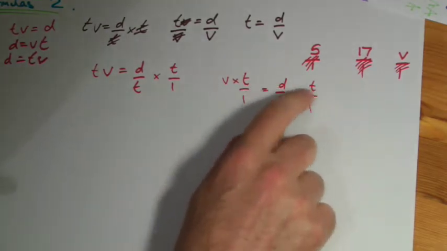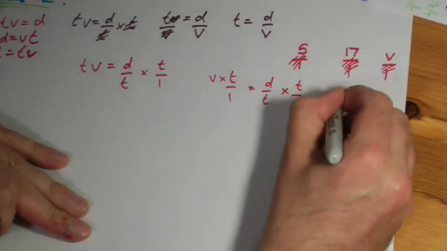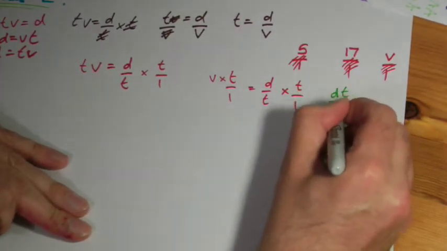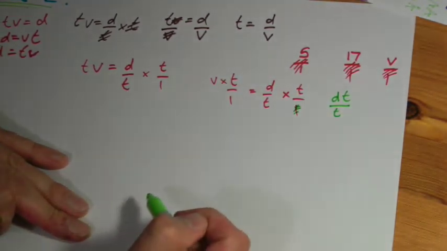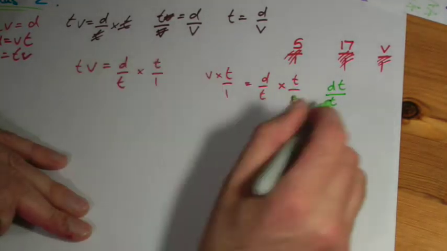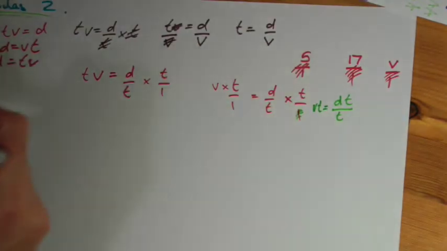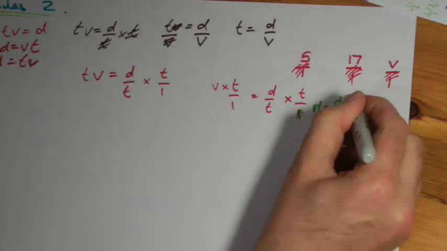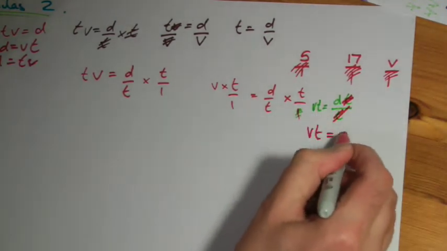Now I could write it like that. It's a completely different way to write it. I could write dt over t. It's exactly the same thing. I've ignored the 1 and I've just put those two things together, dt over t. It means exactly the same thing. And I can then cancel out t on the top, t on the bottom. All I'm left with is vt equals d.